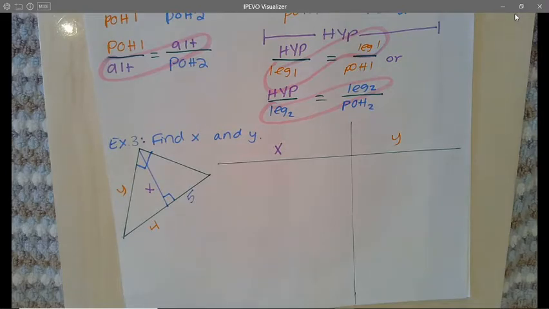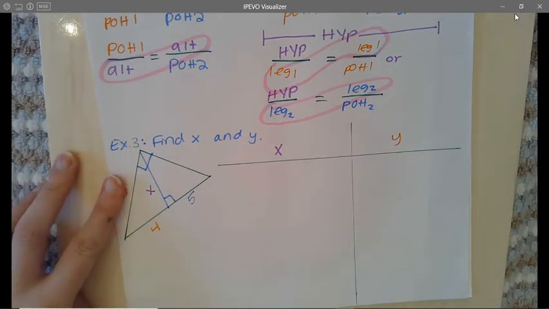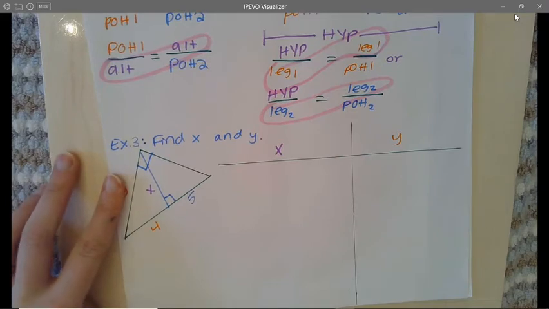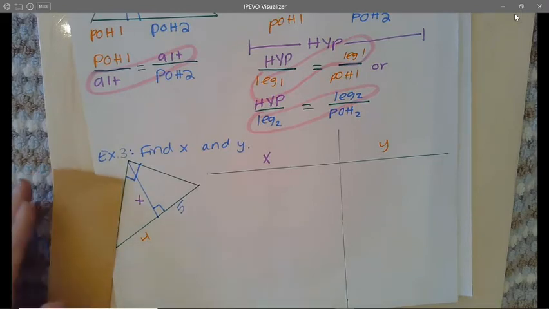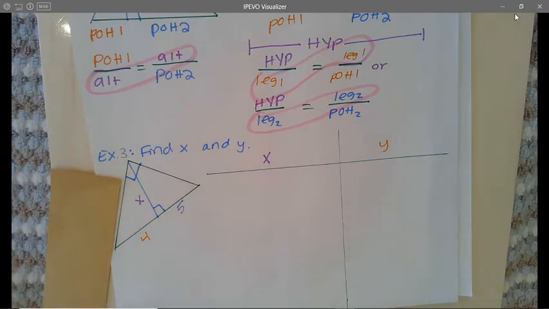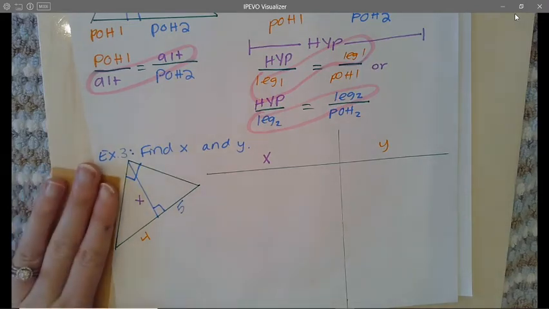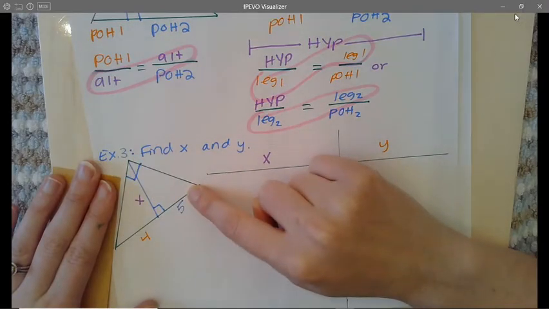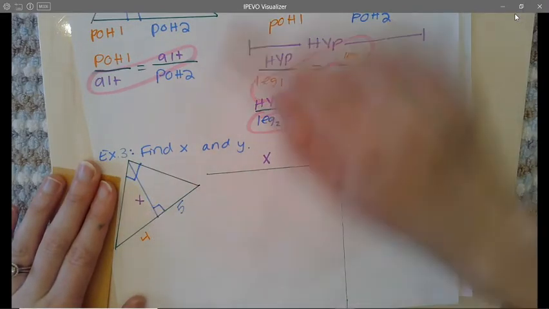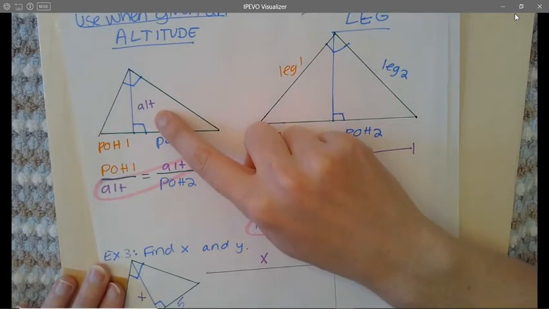Now, for the first problem, I'm going to act like that y is not there. So we are ignoring the y. I'm going to cover the y because I don't care about y right now. It is not in the problem right now. When I'm deciding which formula to use, I need to know, am I solving for or am I given an altitude or a leg? If I cover up the y, one of the legs of the right triangle is hidden. The x is currently sitting in the altitude spot. Do you guys see that?